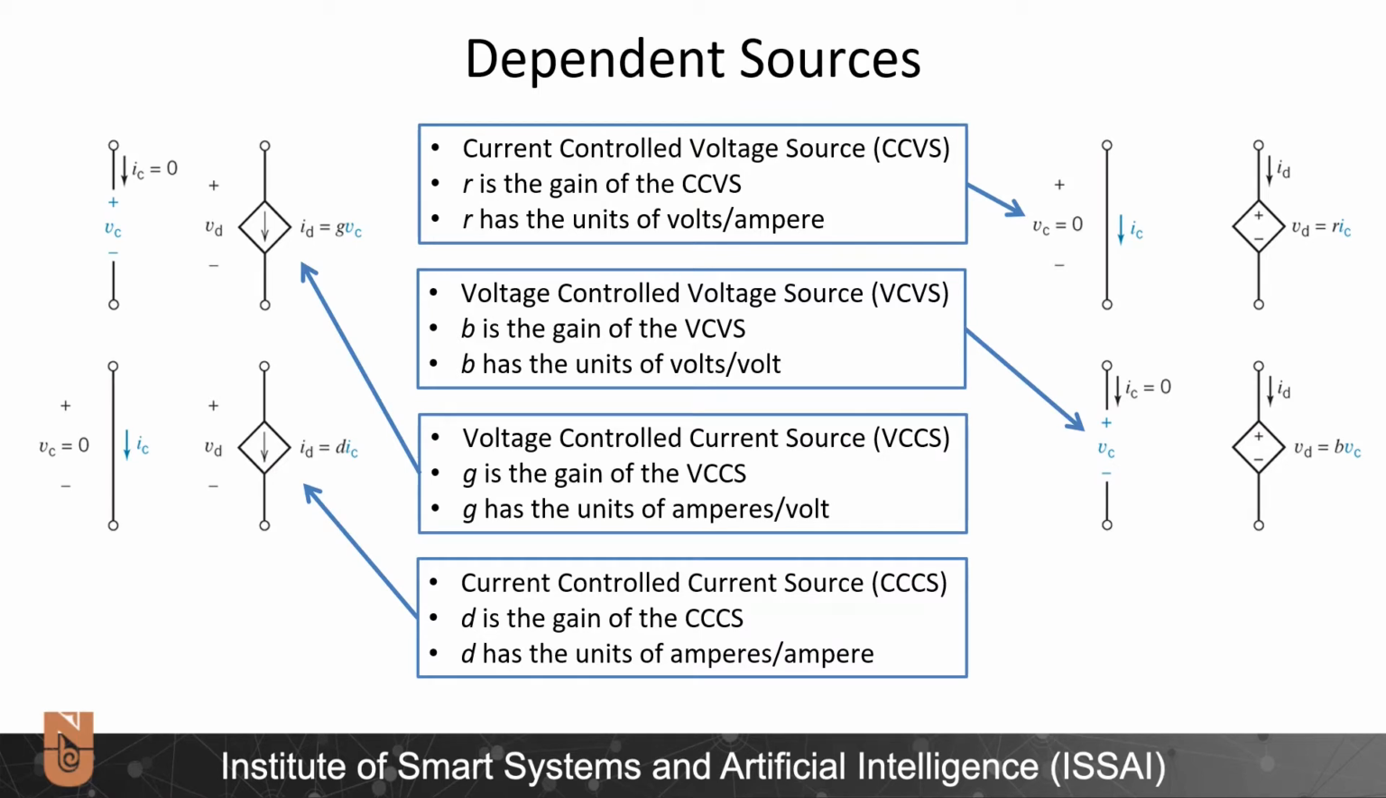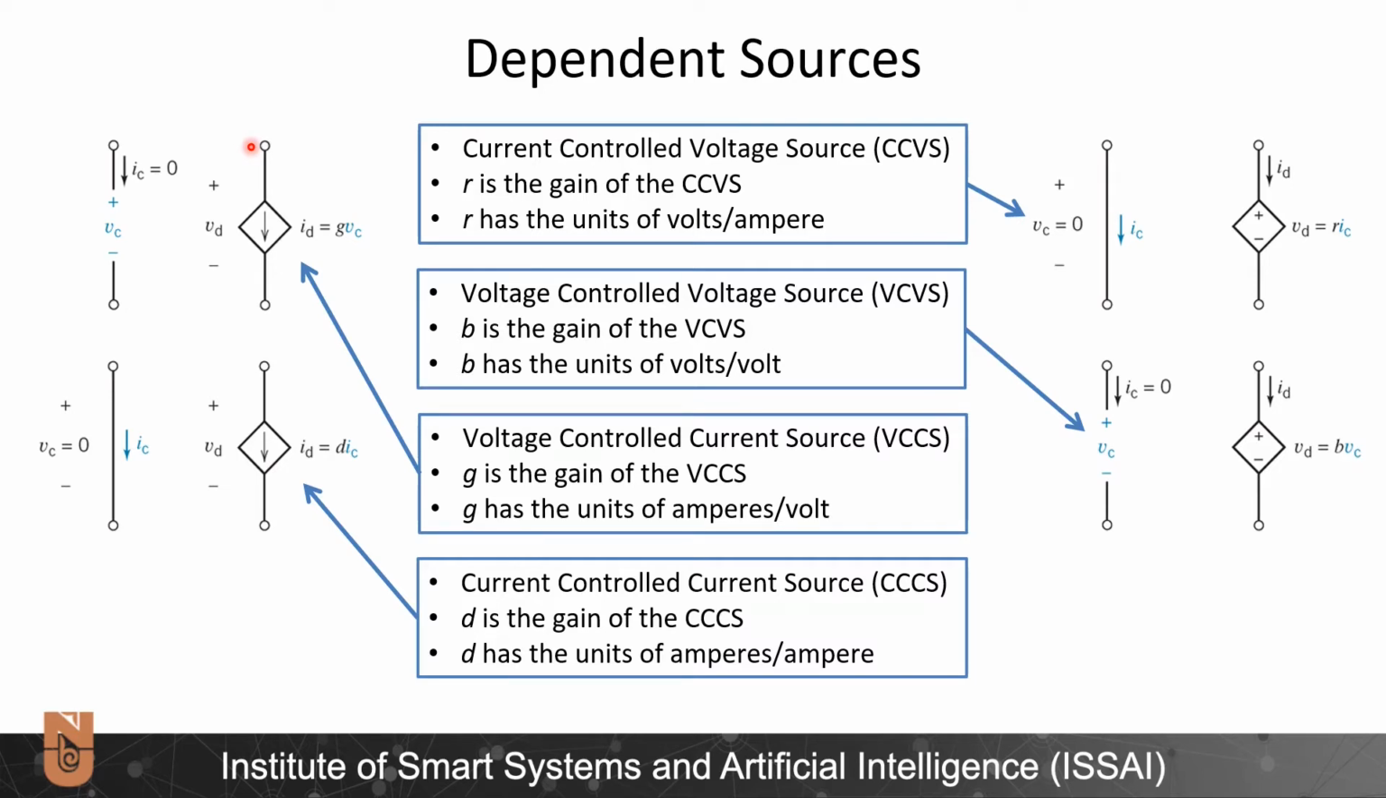In a sense, we have 4 different types of dependent sources. We have a current controlled voltage source. So in other words, here the voltage VD is equal to R times IC. IC is the control current and VD is the dependent voltage. Similarly, we have a voltage controlled voltage source. Here, the voltage VC, the control voltage, controls the voltage value of this dependent source. VD is equal to B times VC.